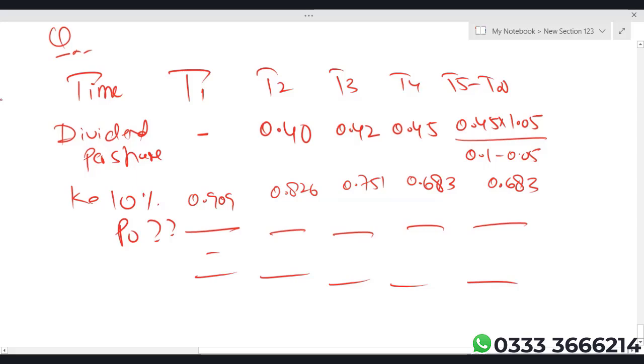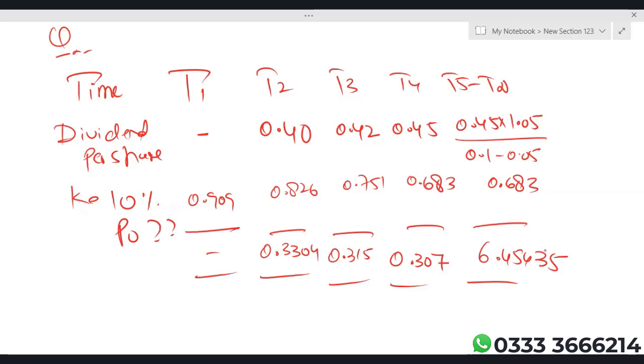Let's see. 0.4 into 0.826. 0.42 into 0.751. 0.45 into 0.683. 0.45 into 1.05 divided by 0.5, 0.683. 6.45435. Okay. 315.